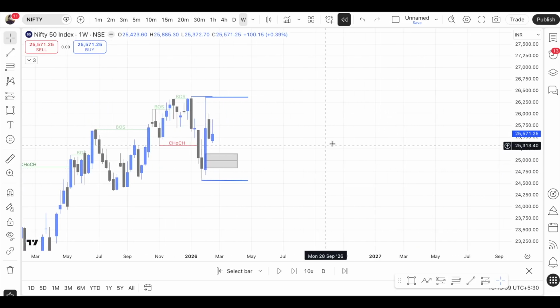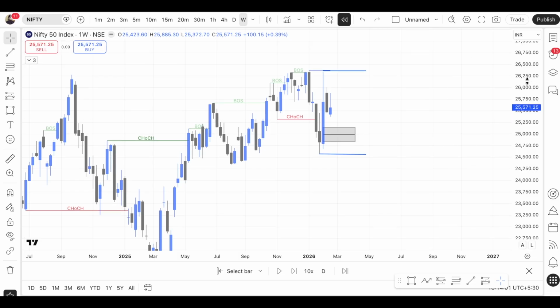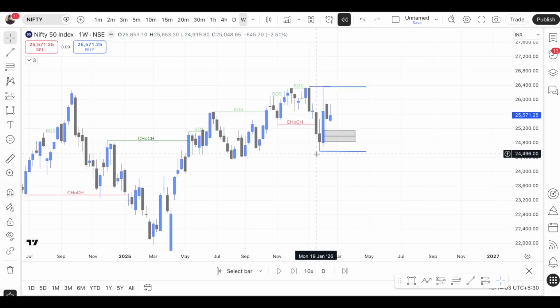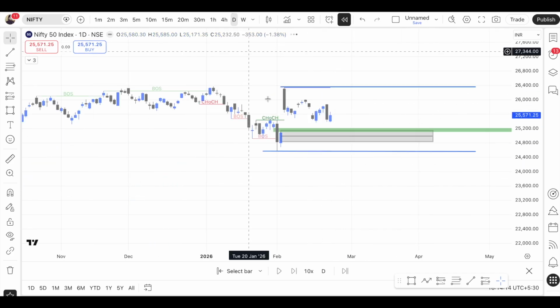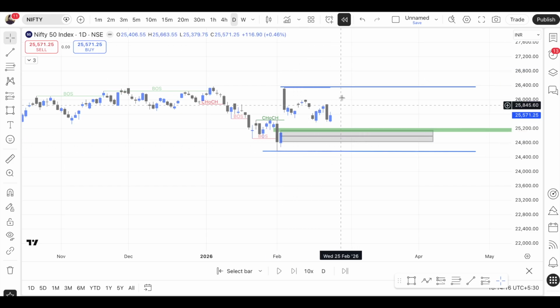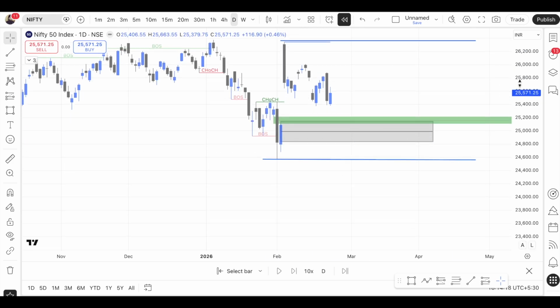Let's look into a weekly narrative like how we do on every weekly basis. So as usual, we'll mark the weekly ranges. We have marked this week's low and the previous week's big red candle's high as our trading range. All our trading is going to happen between these two ranges for this coming week. That's what this trading range means.